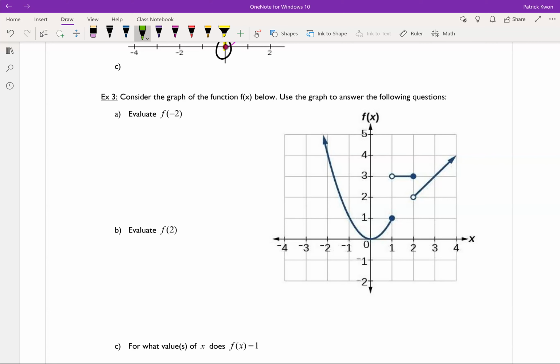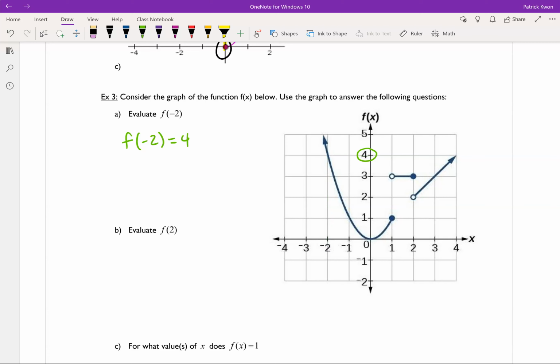And so let's try to highlight that on our graph. So we have our input value of -2 right here. I'm going to go up here, and you can see that the associated output value is right here, which is 4. So we're going to say that f of -2 is equal to 4.